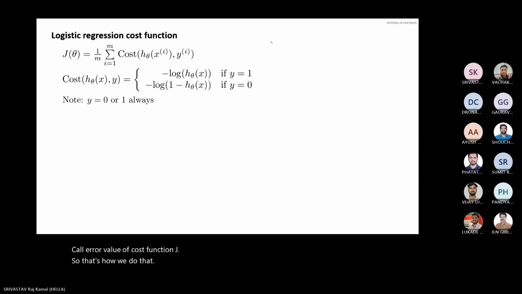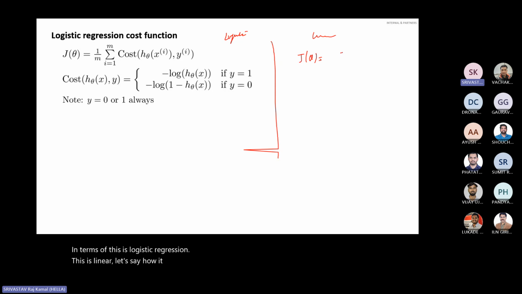So this is logistic regression, and this is linear. Let's see how it is different. Here the cost function was 1 by m, summation of y minus sigmoid theta x squared. This was the cost function.